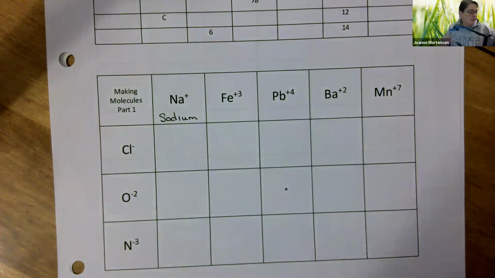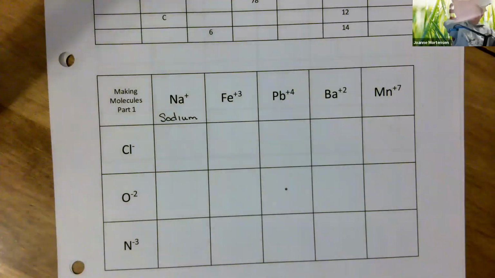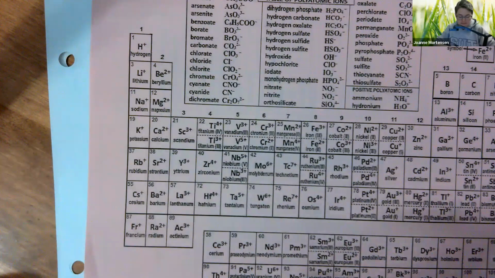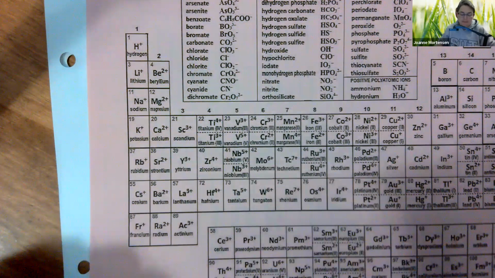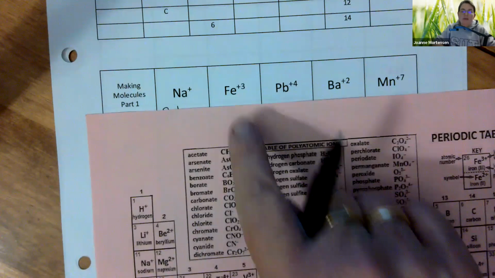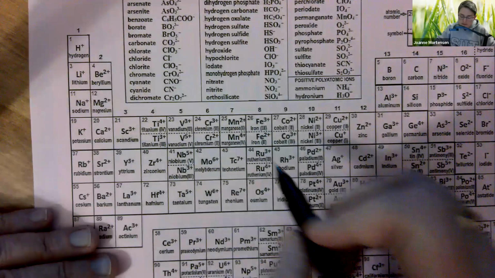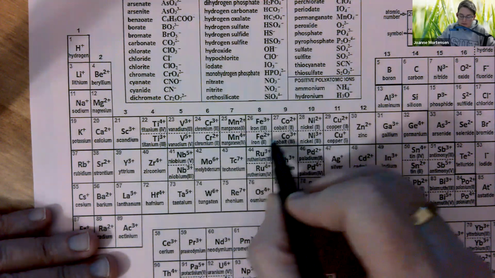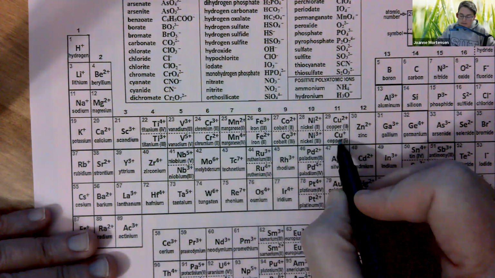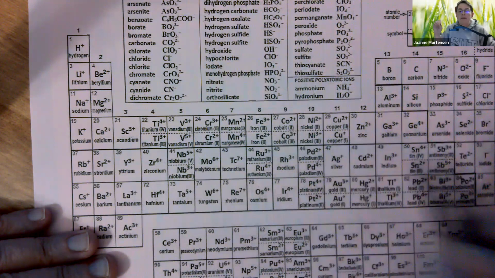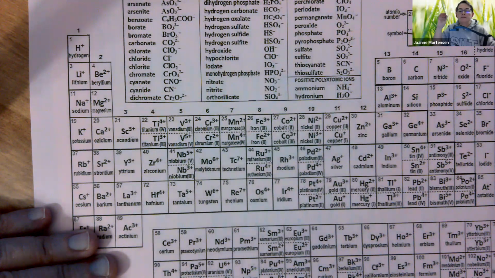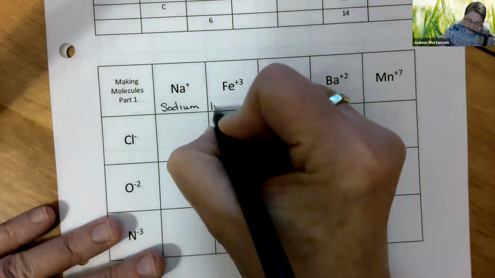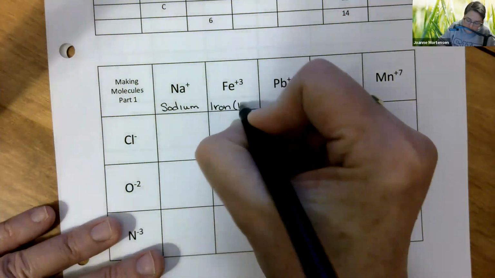Hold on, I'm looking for my pink sheet. If you don't believe me, look, there it is, sodium. It doesn't change. And if we look up Fe+3, it's called iron 3. So you've got to be careful with iron. Any of these ones where you've got two different ions, their name is always going to have the element and then a number. So this is going to be iron 3.